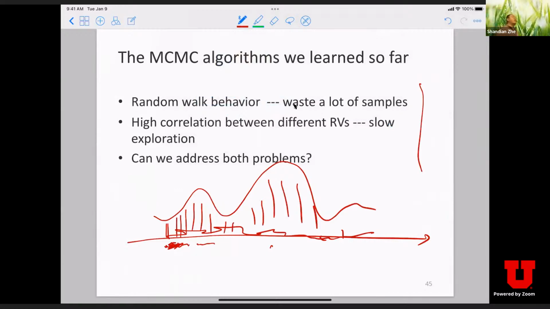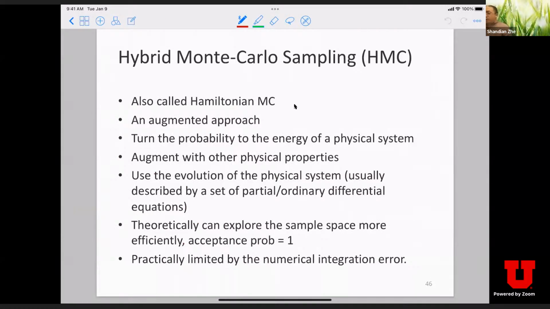Then the question is, how can we address these two problems simultaneously? Here we're going to introduce the so-called hybrid Monte Carlo sampling. What is hybrid Monte Carlo sampling? This is also called Hamiltonian Monte Carlo. You see that it's an augmented approach. We're going to augment an additional random variable into a probabilistic model, but it has some physics interpretation. It corresponds to a momentum variable in a physics system, right?